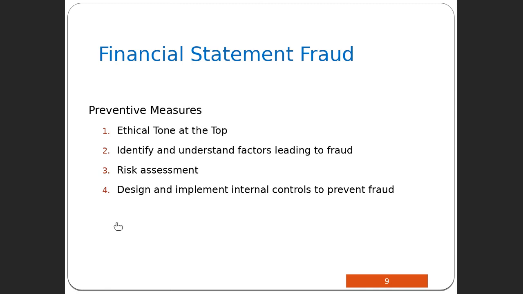Okay, what can you do to prevent these frauds? Number one, ethical tone at the top. What does it mean, ethical tone at the top? Tone at the top means the higher management of the company, like the CEO, CFO, and people like those, have a high ethical standard for themselves. They are personally ethical, and they send the message that unethical activities are not going to be tolerated. All the people in the company know that the CEO is very honest. He never steals from the company. The CFO is very honest. The top management are very honest, and they care about us, and they care about the company.